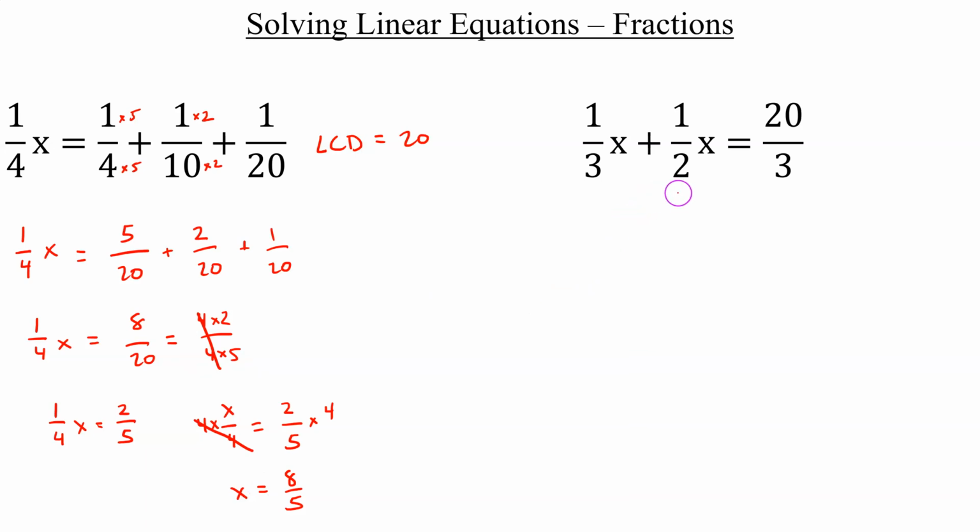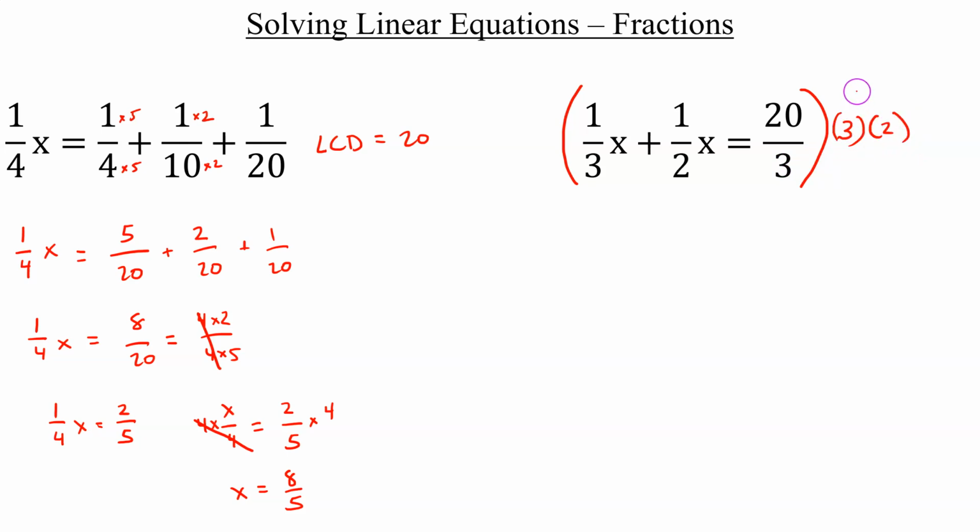So in this case, what I'm going to show you is something called clearing the denominators. And when you're clearing the denominators, what you want to do is multiply your entire equation by each of the individual denominators. So I'm going to multiply by 3 because of this denominator here. And then I'm going to multiply by 2 because of our second denominator. Now we've already multiplied by 3, so we don't have to do it again. Although you could, it wouldn't change the outcome of the problem.